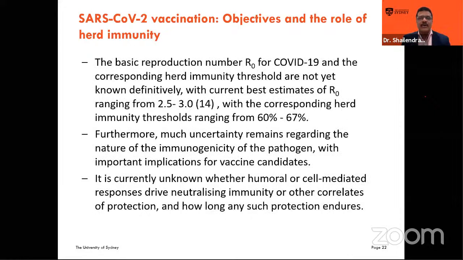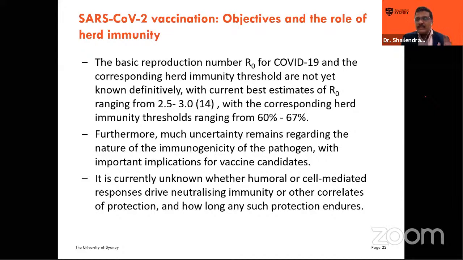From what we know about COVID-19, the R0 is 2.5 to 3, and we require about 60 to 67% coverage of this vaccination. So about that number of people should be protected by having the vaccine. But there are many uncertainties about the nature of immunogenicity, how much this pathogen causes a response from the body that protects itself, whether humoral or cell-mediated immunity is important in terms of neutralizing immunity, and how long such protection lasts. All these questions are still to be answered.